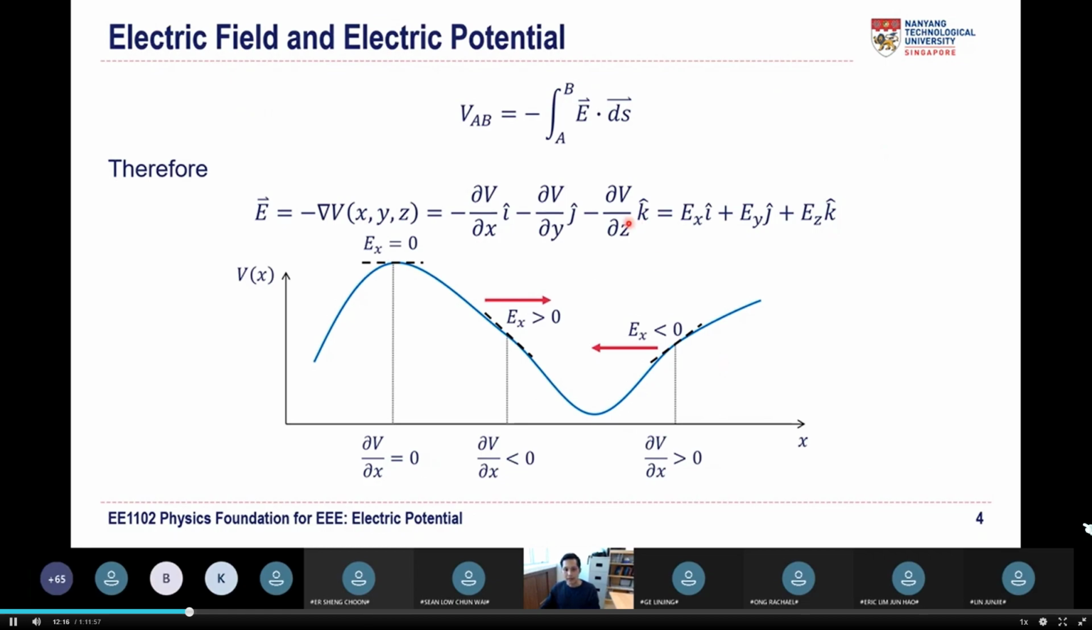Then, since we know that the electric potential is given by the line integral of the electric field from point A to B, this is how much the electric potential has increased or decreased when the charge was moved from A to B. This is how you calculate it. This was from an earlier slide.